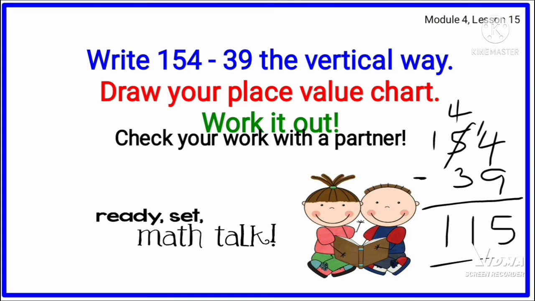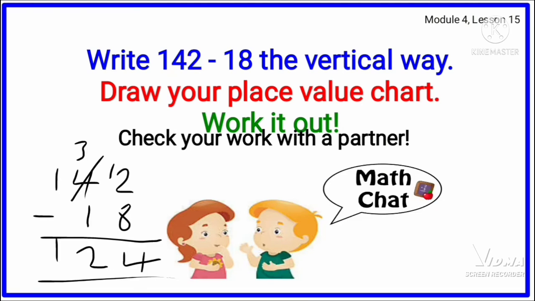Here's another question. Write 154 minus 39 the vertical way. Please check the right hand side. I've written it the vertical way for you. My answer is 115. Now I want you to solve the same question using chips. Draw chips and see if you get the same answer. Same thing with 142 minus 18. What is 142 minus 18? I've done it the vertical way for you.